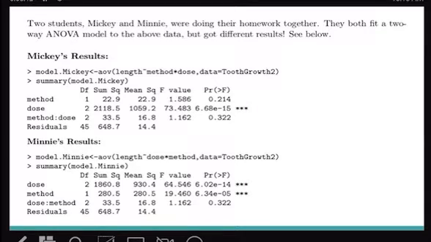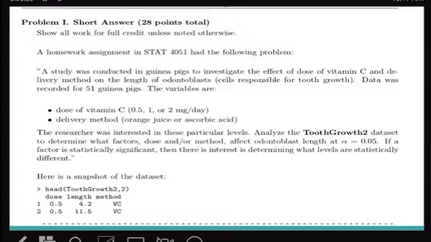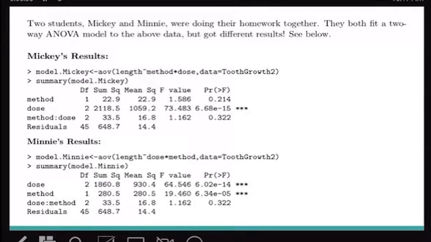Of course, this is a two-factor experiment because, as you can see, they were testing the effect of dose and the delivery method. So that makes it a two-factor experiment with interaction. Okay, now we take a look at this. You will see that the reason why they got different results, if you look at Mickey's results, Mickey tried to use method as factor A, while Minnie used dose as factor A.